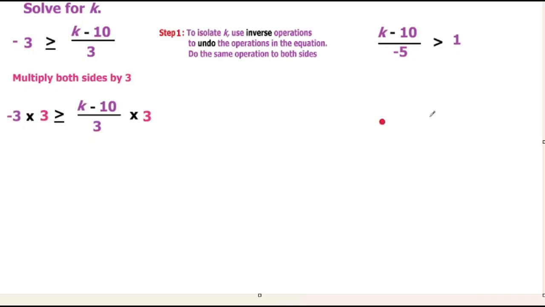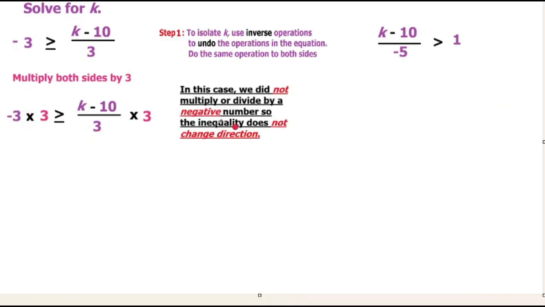Okay, so now in this case, we did not multiply or divide by a negative number, so the inequality does not change direction. This is something important to remember, okay? So we keep our inequality the same as it was. So now we can cancel these 3's, and we're left with negative 3 times 3 is negative 9. Negative 9 greater than or equal to k minus 10.